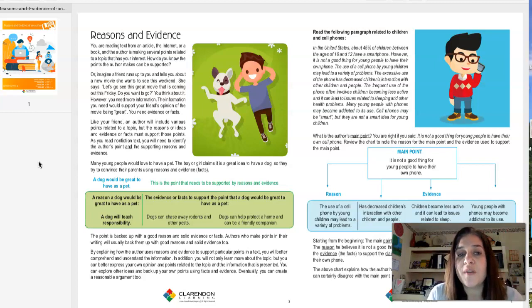You are reading text from an article, the internet, or a book, and the author makes several points related to a topic that has your interest. How do you know the points the author makes can be supported?